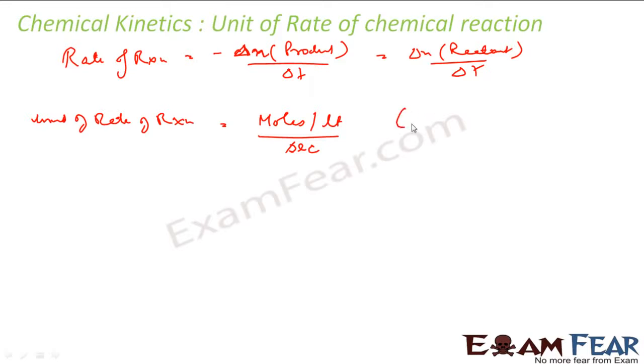And this is for the liquid state. In the liquid state we have moles per liter. So the unit of rate of reaction for the liquid state will be moles per liter per second. Right? This will be moles per liter per second. That will be the unit of rate of reaction for the liquid state.